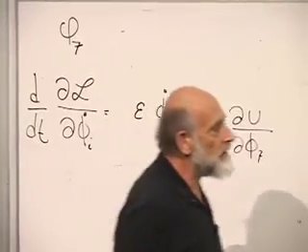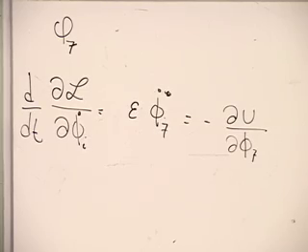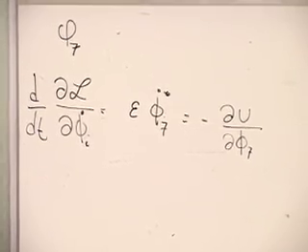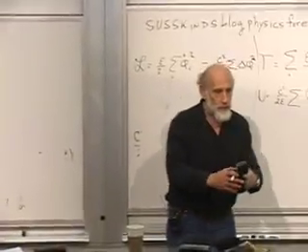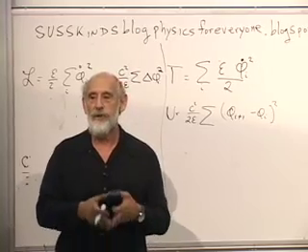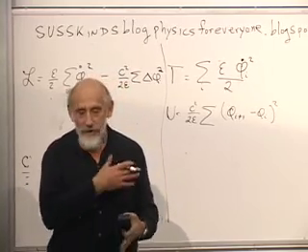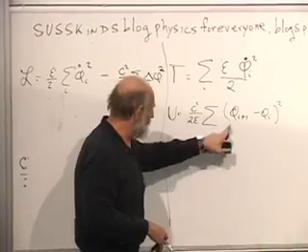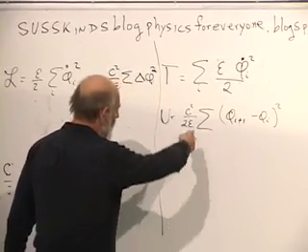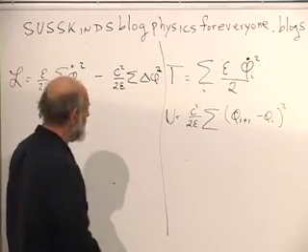Phi 7 enters into 2 of these, and only 2. Only 2 terms here contain phi 7: the one that involves a spring between 6 and 7, and the one that involves a spring between 7 and 8. None of the other springs involve phi 7. So there's going to be 2 terms. All right, let's just work out what they are, the 2 terms involving phi 7.